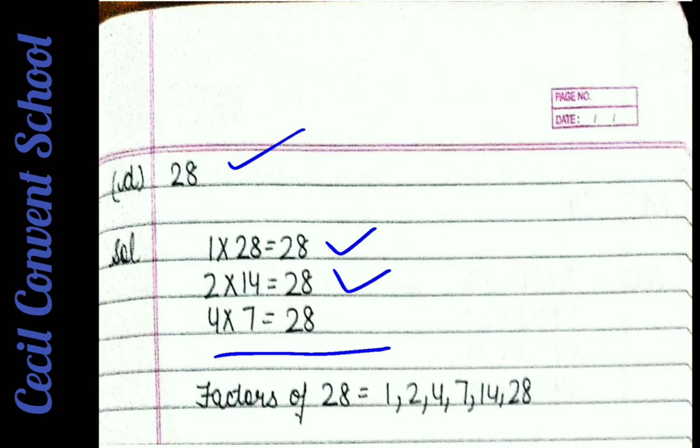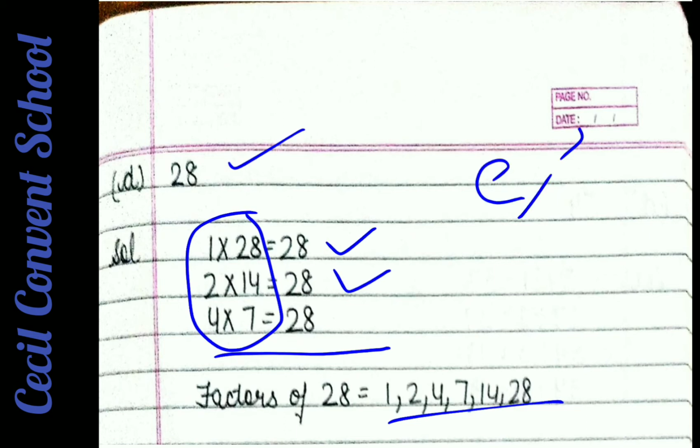5 table, 28 comes, no. 6 table, no. 7 table, 7 4s are 28. Means same numbers are starting to repeat, so you stop and you will write all these numbers as factors. Clear? Now E and F part of this question is homework for you. You have to do it by yourself.